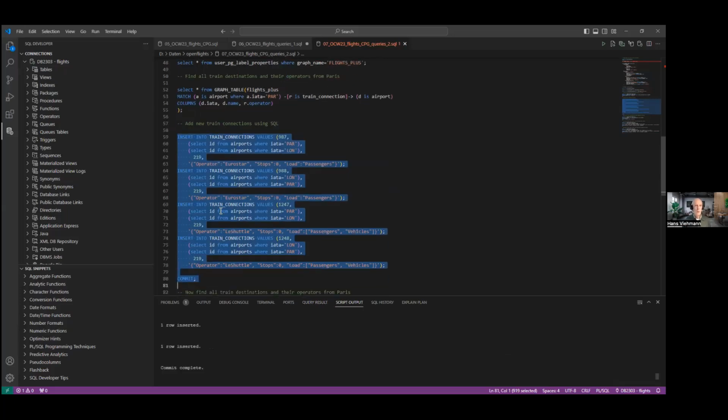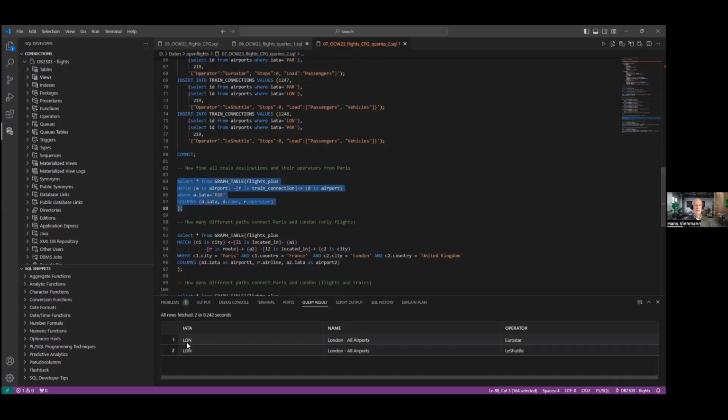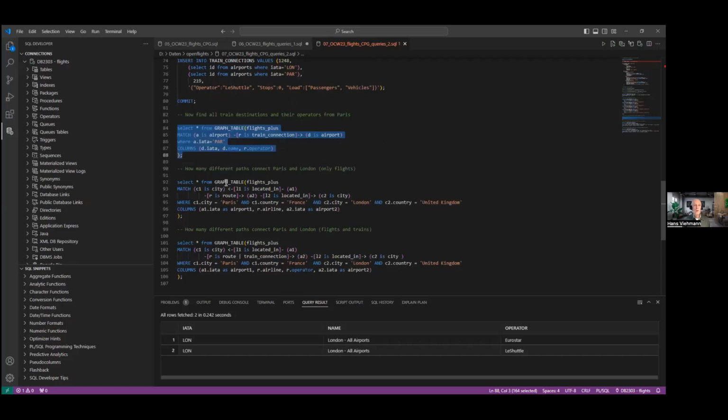1, 2, 3, 4, commit, and then the same query gives us all the train connections from Paris, so you can get to London, and there are 2 operators. Okay, so that is just the setup, right? Just so that you have an idea. If we now want to look at the connections between cities, that is an extra step.